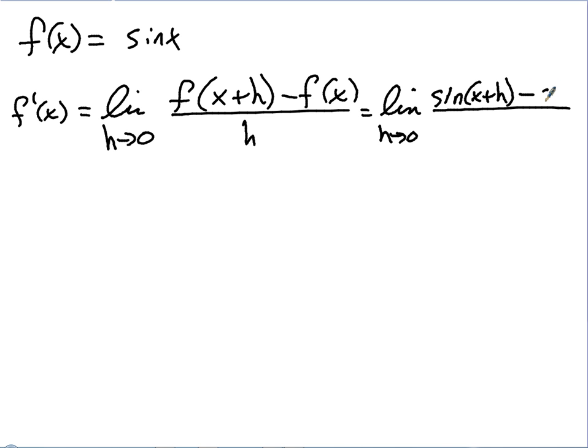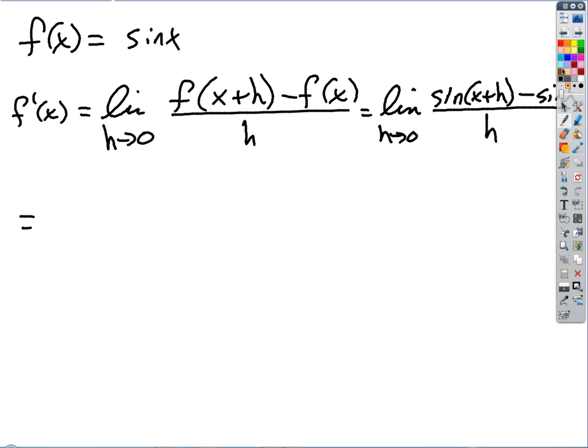Minus sine x over h. Okay, and from trig last year, do you remember what the sine of x plus h becomes? No, it's a little more complicated than that. Do you remember? It's the angle addition. Yeah, sine cosine plus sine cosine. Good. Okay, so that becomes, so this part right here then.